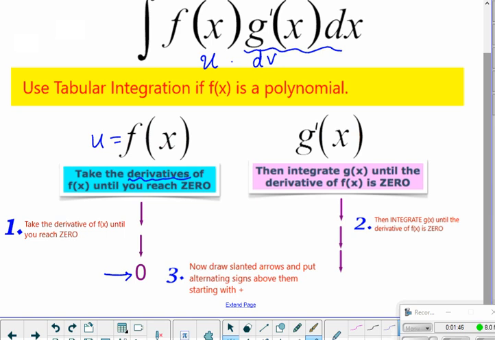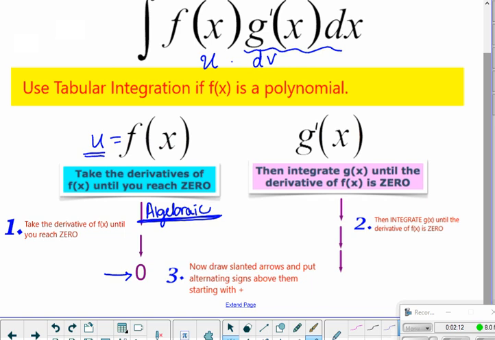So for instance, if I started with an x cubed, it comes down to a 3x squared. Take another derivative, 6x. Take one more derivative, I'm at 6, and take the final derivative, I zero out. Where will this happen? Primarily, an algebraic function, or a polynomial. So for this tabular method to work, you must have an algebraic.